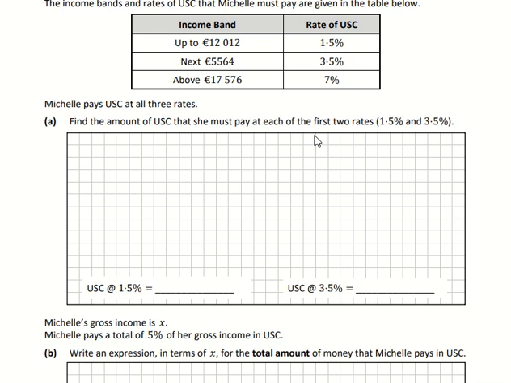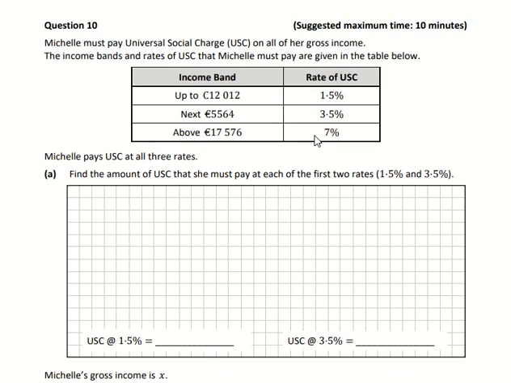Folks, so this is question 10 and the first part is about USC. The way USC works is you pay a certain amount of it at a small rate, so that's the 1.5% here, and then you pay the next amount up at a higher rate of USC, and then you pay the rest of it at a higher rate again, so that's 7%. So Michelle pays the USC at all three rates.